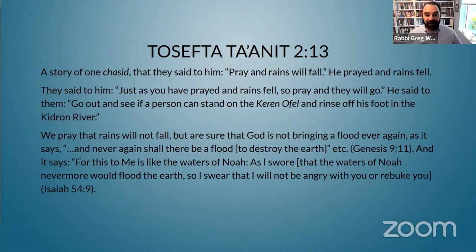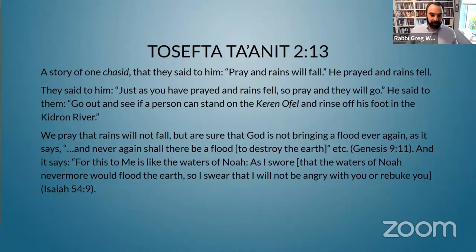We pray that rains will not fall, but sure that God is not bringing a flood ever again, as it says, "and never again shall there be a flood to destroy the earth," right? They're beginning to be fearful that too much rain has fallen and damage could come from this, like what happened in the story of Noah. And it continues, "For this is to me like the waters of Noah. As I swore the waters of Noah never more would flood the earth, so I swear I will not be angry with you or rebuke you." We see this in Isaiah.